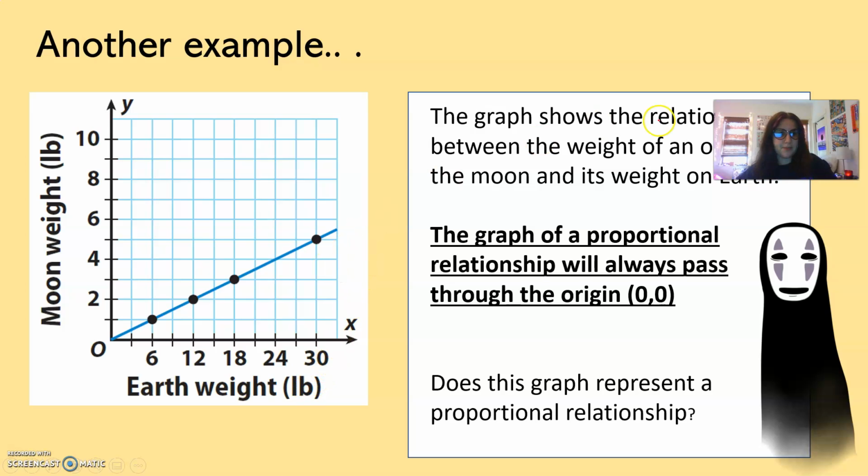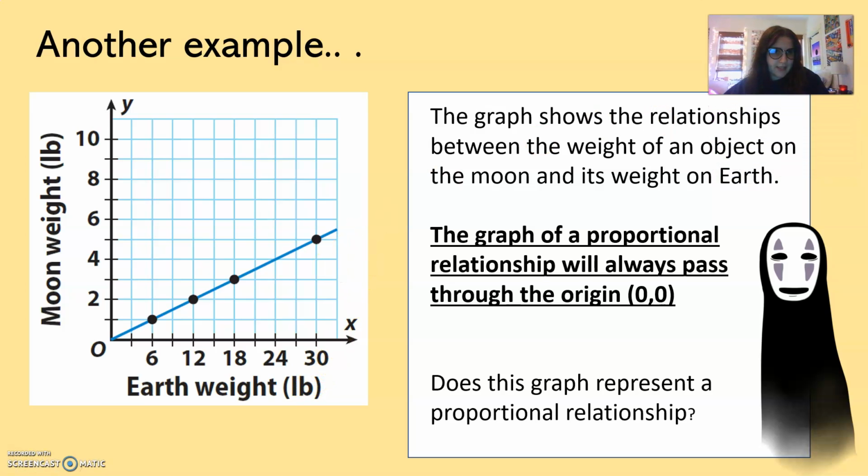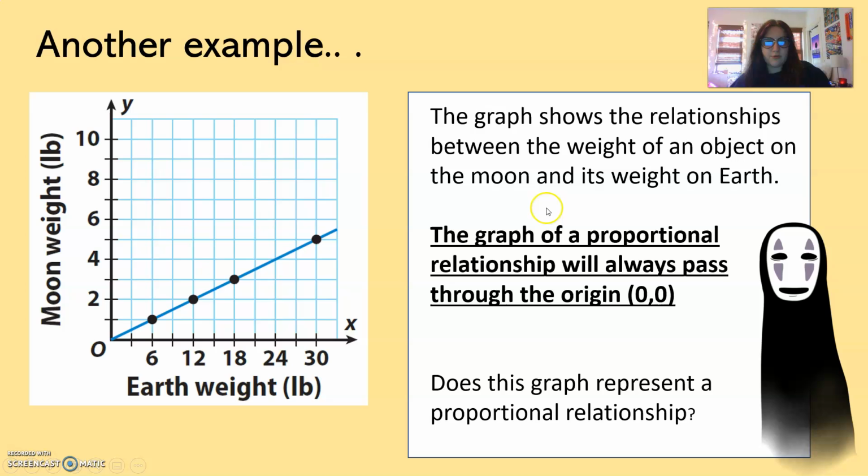Let's look at another example. Let me move my base. All right, here's another example, and this graph shows the relationship between the weight of an object on the moon and its weight on Earth. So if you ever go to the moon, objects are going to weigh a little bit less because of the gravity.